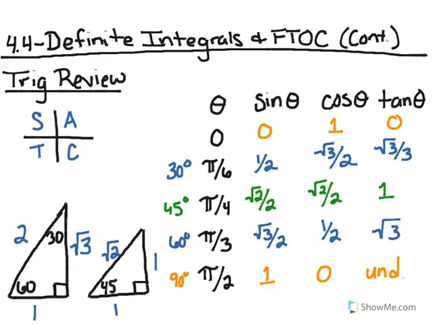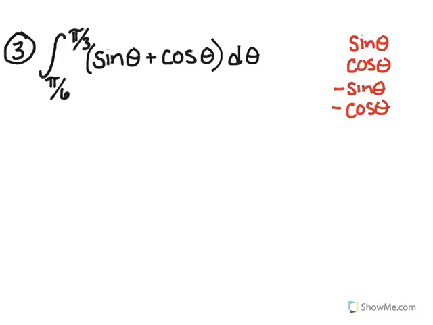Okay. So now let's take a look at two examples of how to go through the fundamental theorem of calculus that are going to use these exact values. All right, so problem number 3, a continuation from the previous video. We're going to find the antiderivative of sine theta plus cosine theta, and then evaluate it over the interval from pi over 6 to pi over 3.